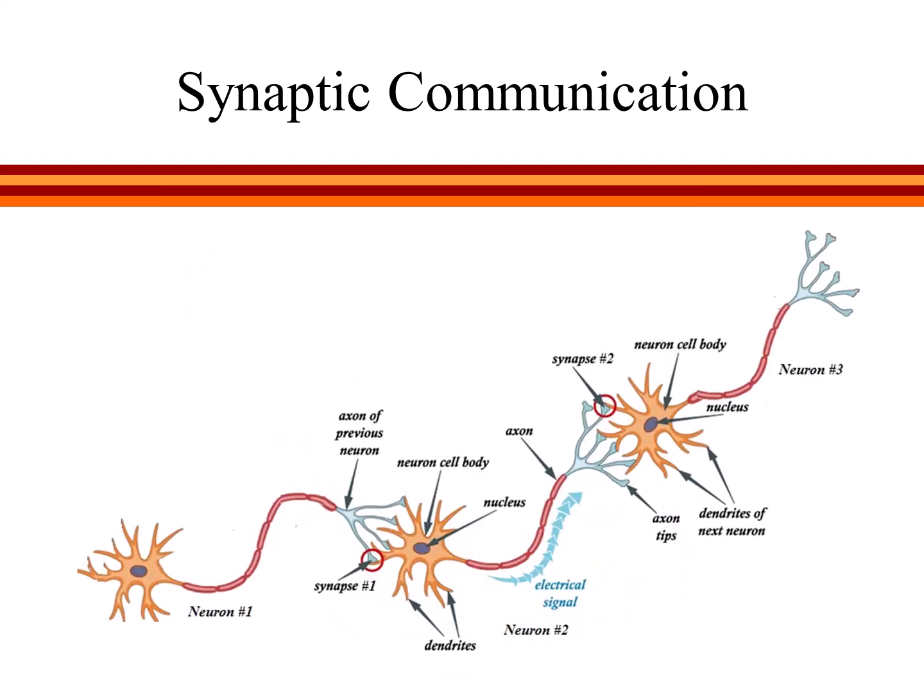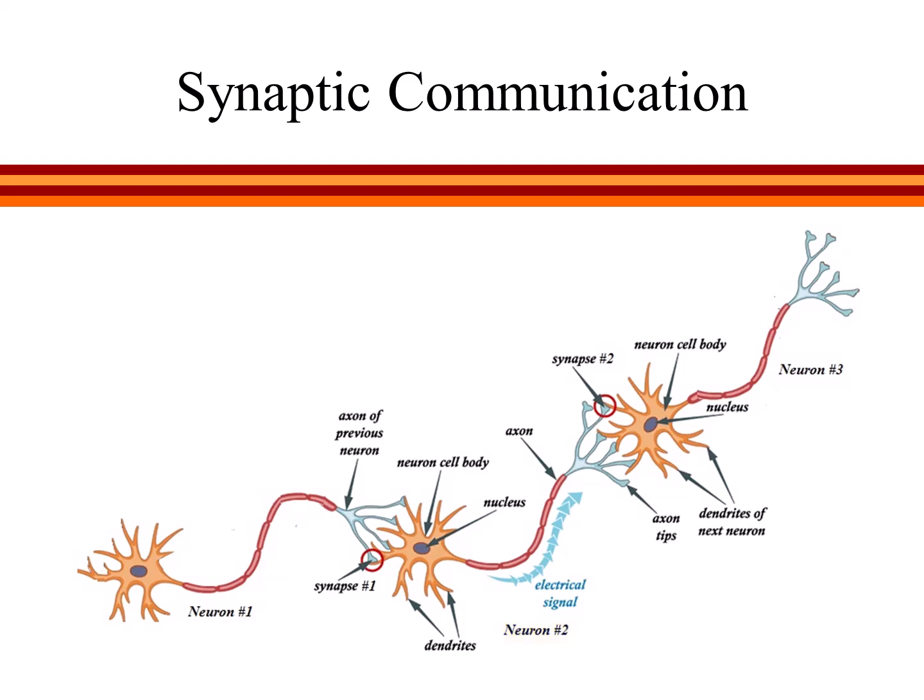For an example, here's a graphic showing how multiple neurons might communicate. If neuron number 1 has an action potential, it will release neurotransmitters at synapse number 1. If enough neurotransmitters then subsequently bind onto the dendrites of neuron number 2, then that will start an action potential in neuron number 2, and so on.